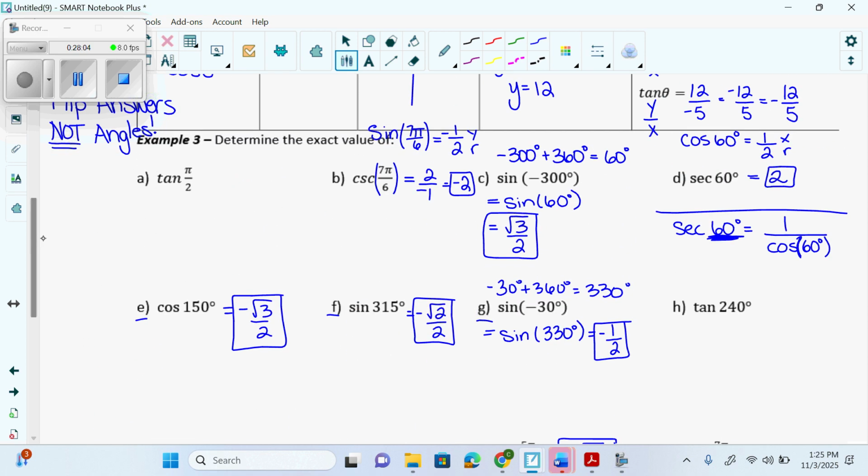Okay, tan of pi over 2 is the same as sine of pi over 2 divided by cos of pi over 2. I will lose you. We're all paying attention, right?